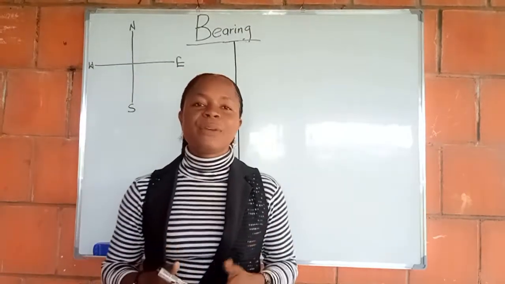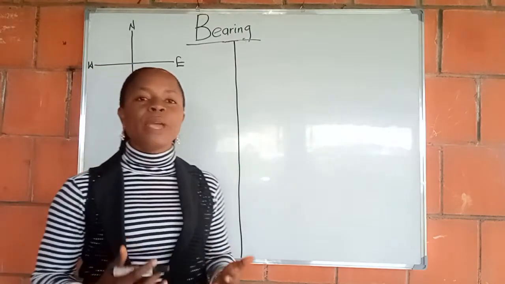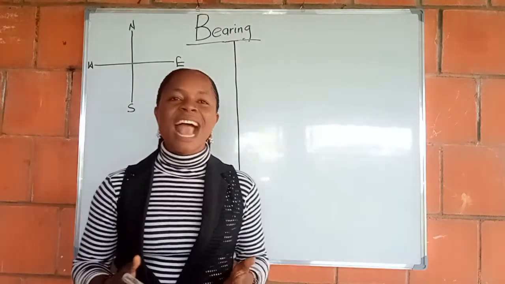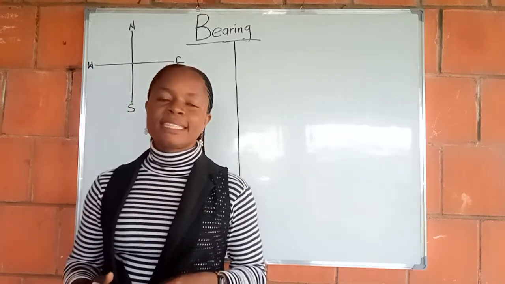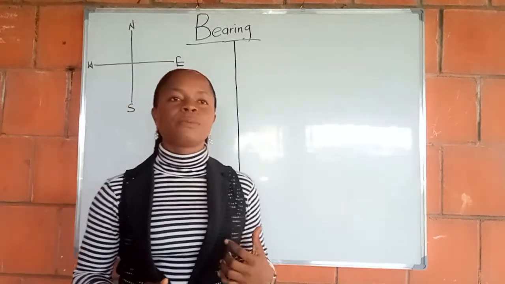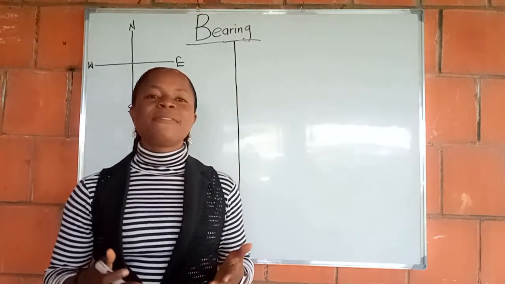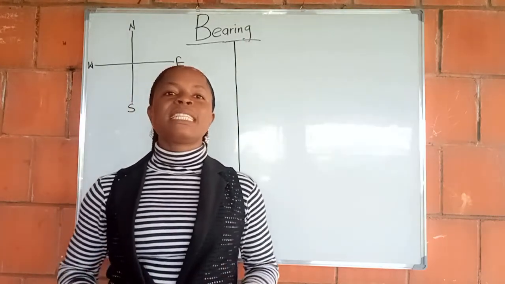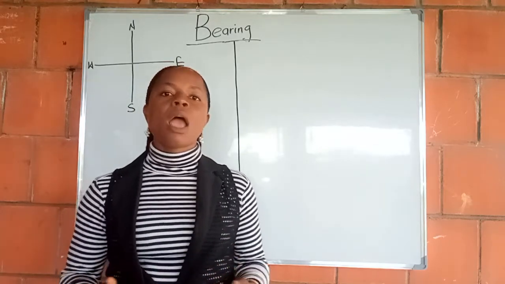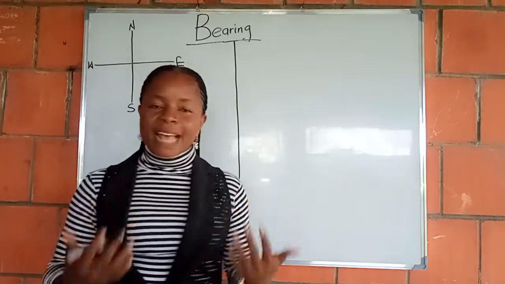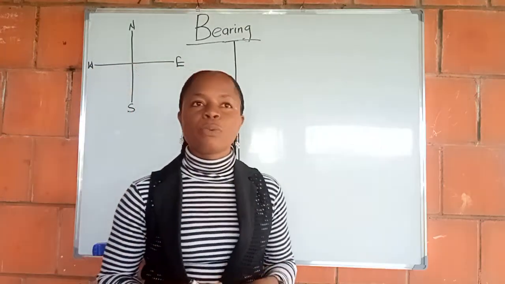Now, what is bearing in mathematics? Without much grammar, bearing is a way of defining direction as an angle measured in clockwise direction from the North Pole. I'll take it again. Bearing in mathematics is defined as a way of defining direction as an angle measured in clockwise direction from the North Pole.